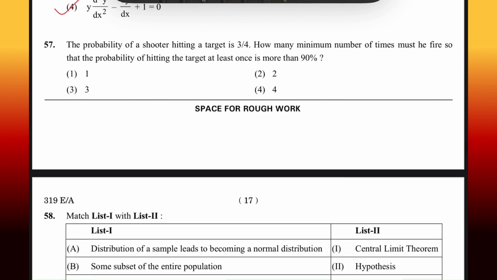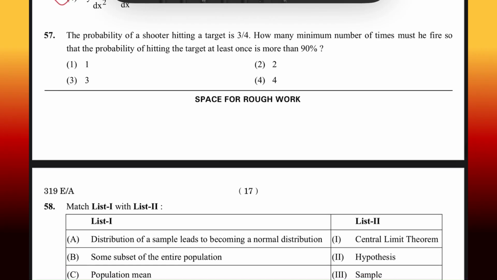Okay, moving on to question number 57. The question is on probability. The probability of a shooter hitting a target is 3 by 4. So what is the probability of missing the target? It will be 1 minus 3 by 4, which is 1 over 4. It asks how many times, so n is missing, he must fire so that the probability of hitting at least once is more than 90%. So how do we find at least once?